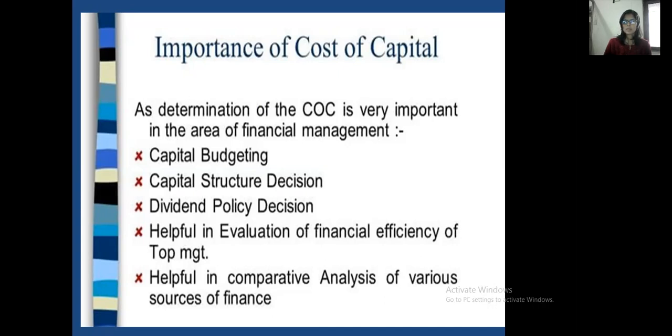Next is capital structure decision. As I already told you, while we are deciding the capital structure, that is the combination of debt and equity, we have to take decision regarding that according to the cost of capital, because it's totally different. The preference of arrangements of capital structure is different from one business to another.